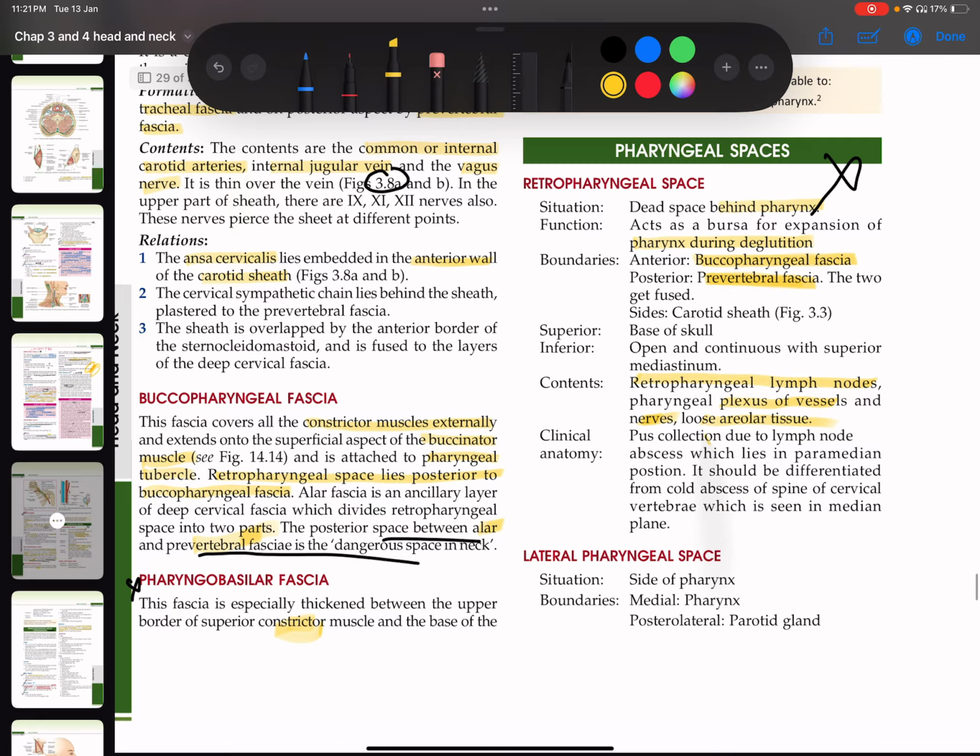Clinical anatomy: pus collection due to lymph node abscess lies in the paramedian position. It should be differentiated from cold abscess of the spine or cervical vertebra, which is seen in the median plane. So that is different and this is different.